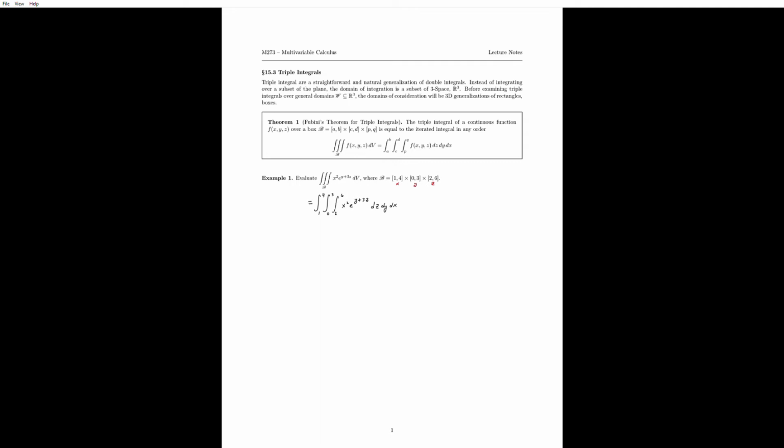We can take it another step further because this expression, e to the y plus 3z, is really just e to the y times e to the 3z. And because all of our bounds are constants, we can actually split this up into an x integral times a y integral times a z integral.